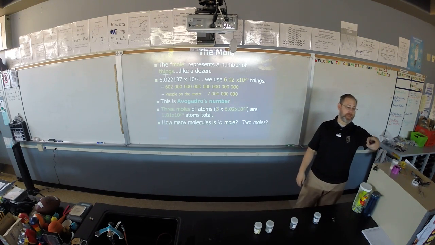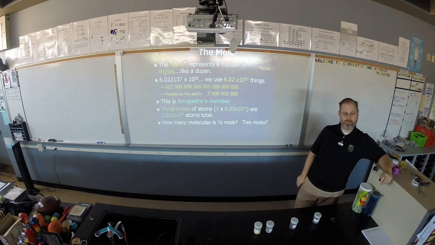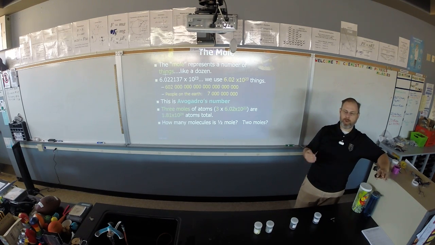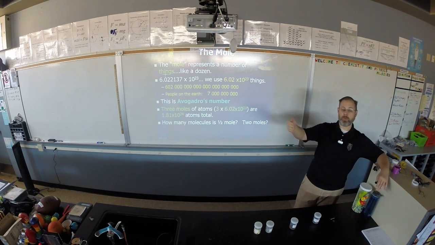Okay, questions? Yeah. So 6 times 10 to the 23rd, is that the mass of an atom? No, it's the number of atoms in a single mole. So just like 12 donuts per dozen, it's 6 times 10 to the 23rd atoms per mole. It's the number of atoms in a single mole.